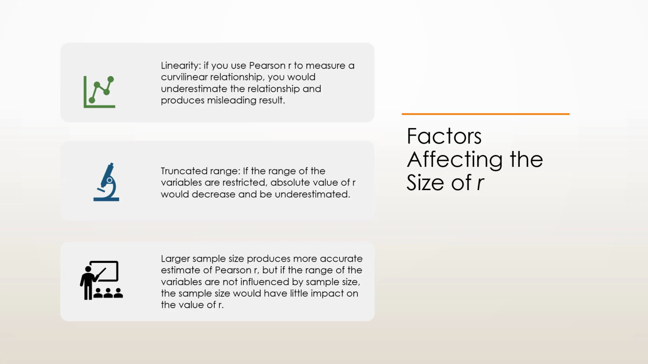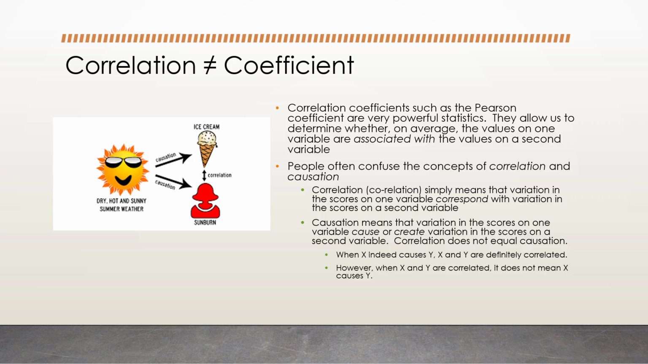The third factor is sample size. A large sample size produces a more accurate estimate of Pearson's R. But if the range of the variables is not affected by sample size, the sample size has little impact on the value of R. Pearson's R is a type of correlation coefficient.